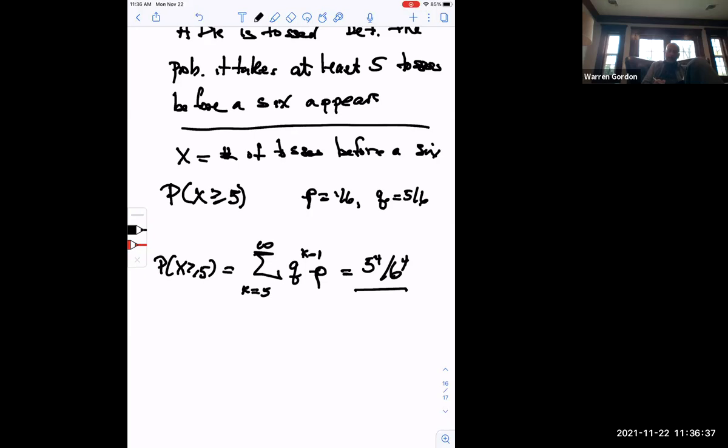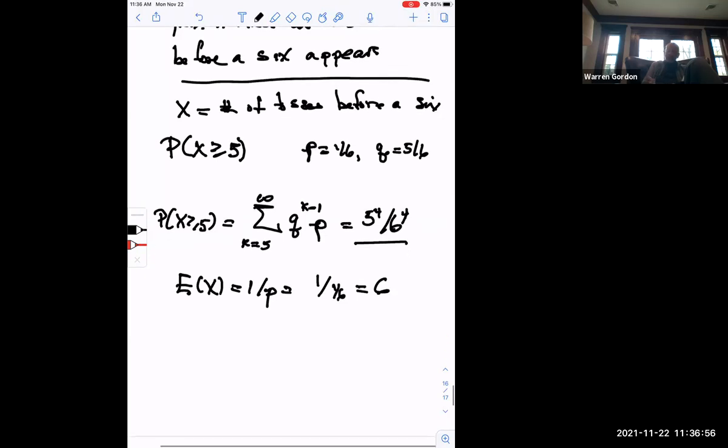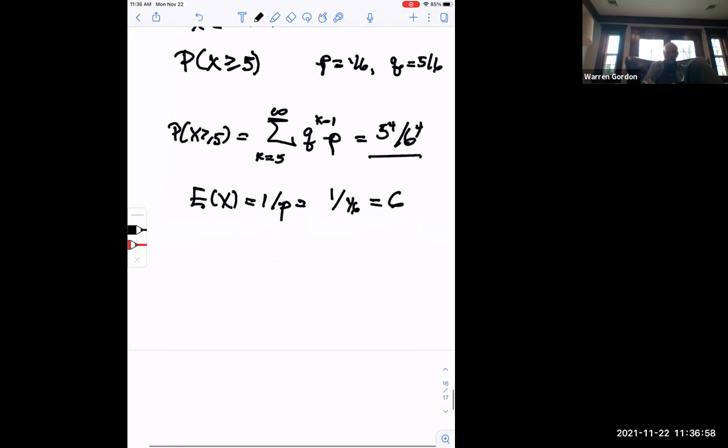And by the way, if I ask on average how many tosses are expected, that would be 1 over p, which is 1 over 1/6, and you would say 6. Now, there's actually an easier way of doing this problem. I want to make an observation.